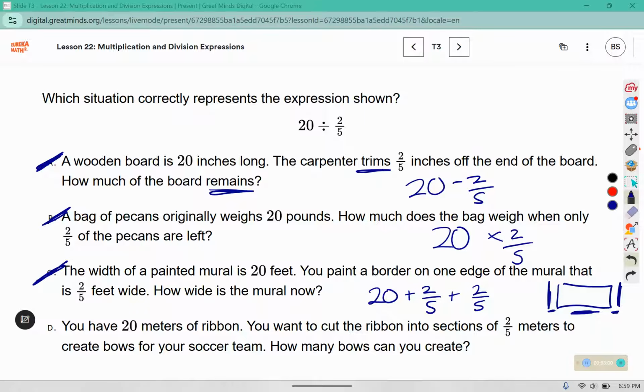You have 20 meters of ribbon and you want to cut the ribbon into sections of 2/5 meters to create bows for your soccer team. That word cut or split indicates division, so D is correct.